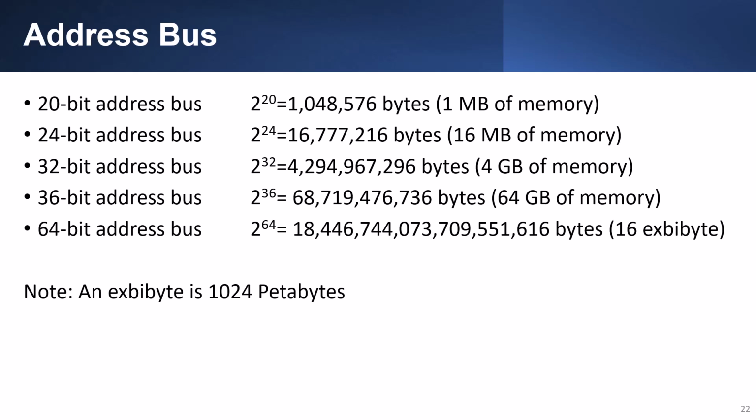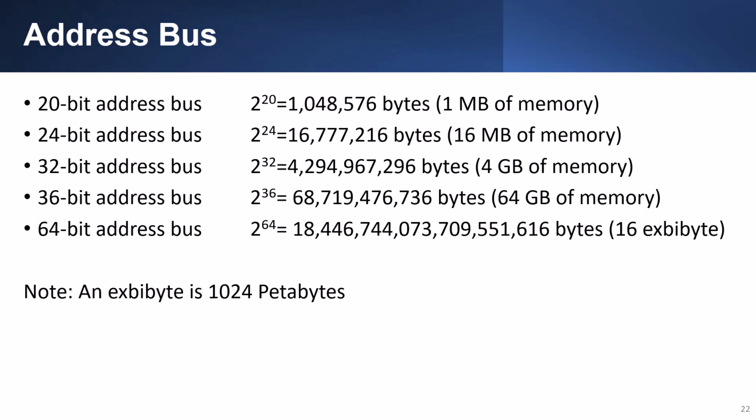If you had a 20-bit bus, you can identify up to 1 megabyte of memory. The 20-bit bus was used in the original IBM PC. If you had a 32-bit address bus, you can identify up to 4 gigabytes of memory. A 36-bit address bus could identify up to 64 gigabytes of memory.